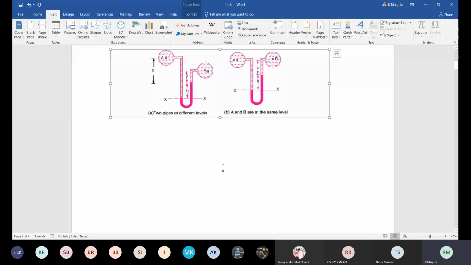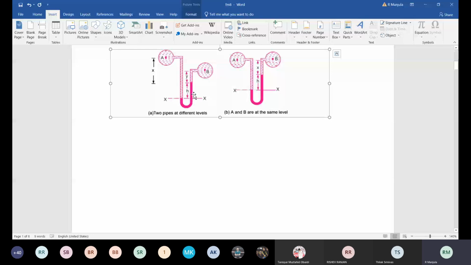So here similarly, pressure above the right limb will be ρg into G into H. That is the manometric liquid head. Plus this is equivalent to ρ2, because this is the density of liquid B. ρ2 into Y into G plus PB, or pressure at B. That is going to be your pressure above the right limb.